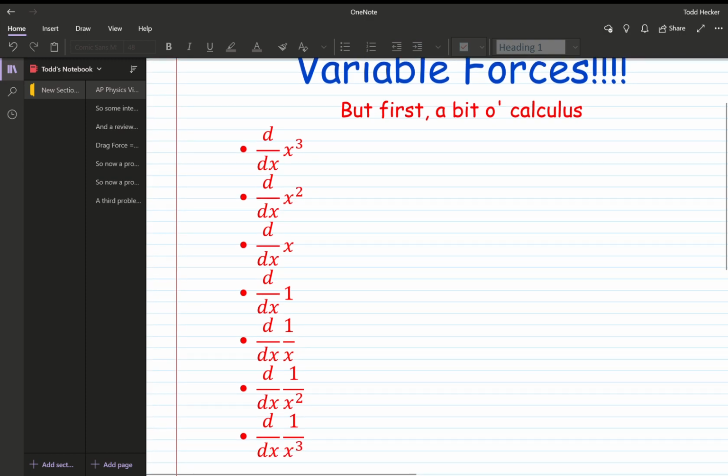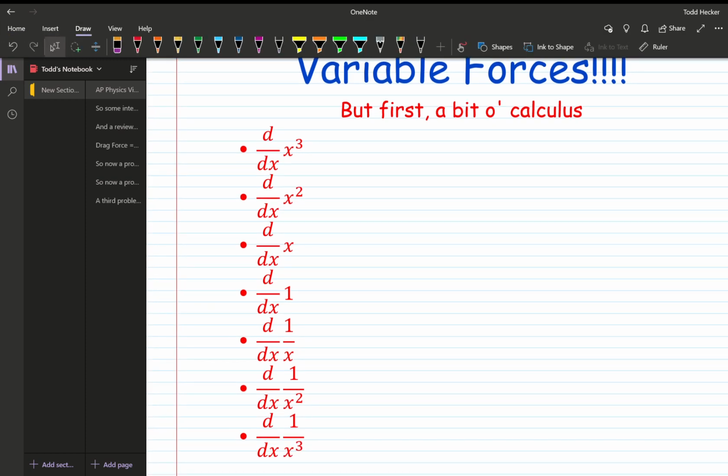So let's talk derivatives for a minute. Here I've got a bunch of derivatives, and we're just going to use the power rule to evaluate all of these. The derivative of x cubed with respect to x: you bring your exponent down up front, and then you decrease the exponent by 1. For this next one, bring the 2 up front, decrease the power by 1, so you just get 2x.